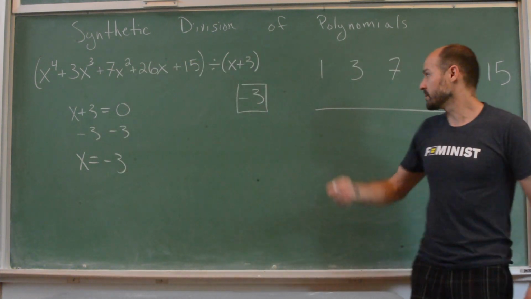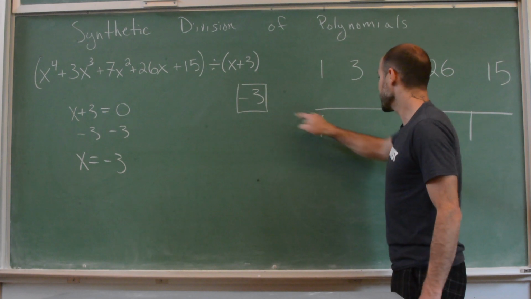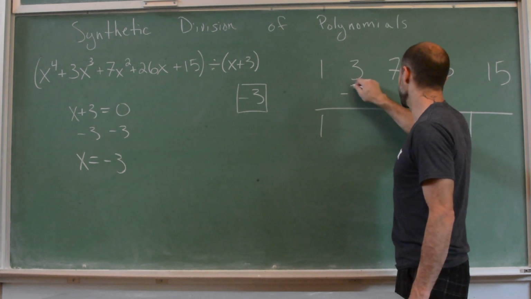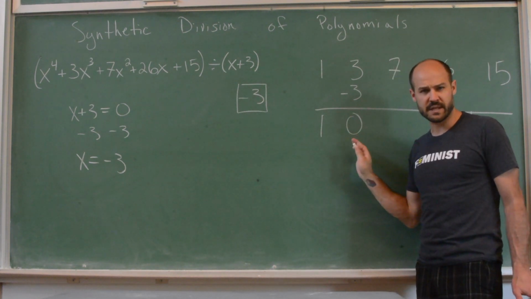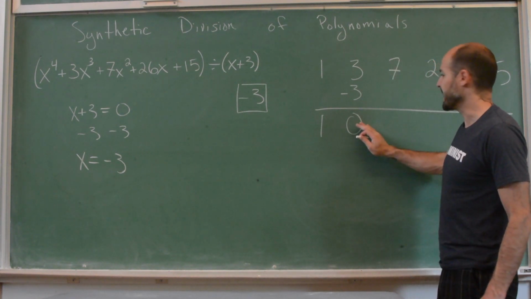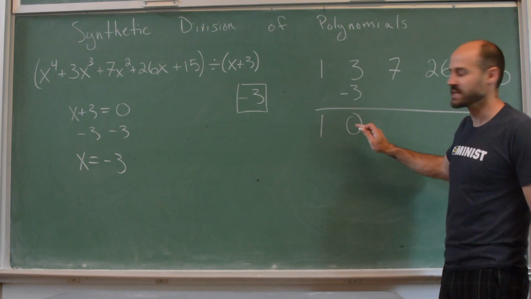Step 3. Start by dropping the 1. Multiply into the next spot. Add down. We get a 0. It's the first 0 we've ever seen down here. We're going to work with it. It's fine. We still go about the same process.